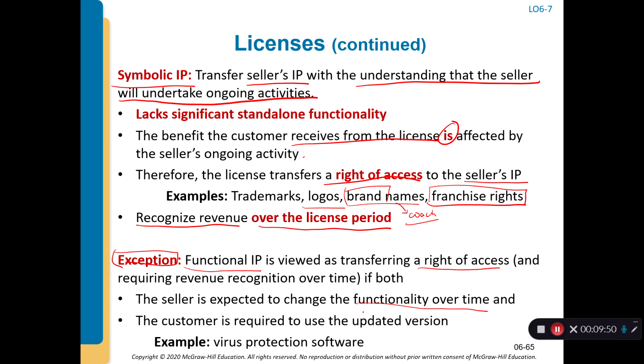So when you buy software, such as antivirus software to protect your computer, by the time you start using it, the seller, say Norton, has already recognized the revenue. There's nothing wrong with that. However, because Norton keeps updating their software, you have to update your software as well. The customer is required to use the updated version. Otherwise, there's no point; a lot of functions are not going to work. So this kind of functional IP needs to be recognized over time. Okay.